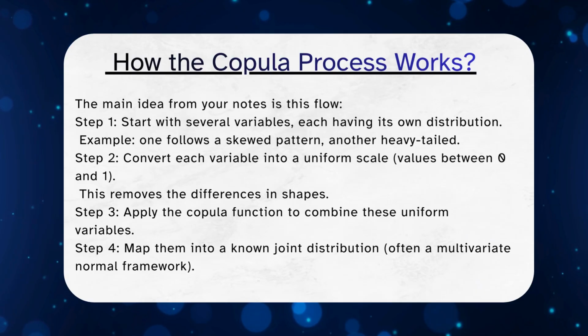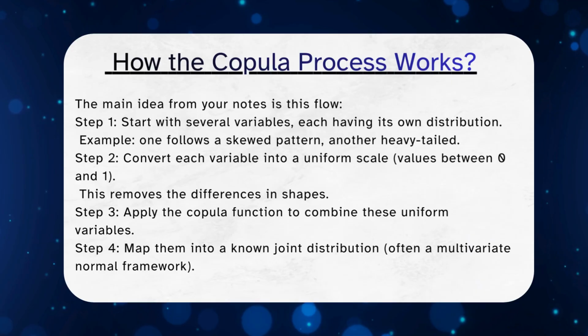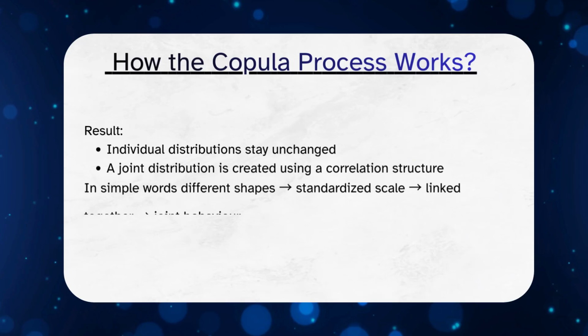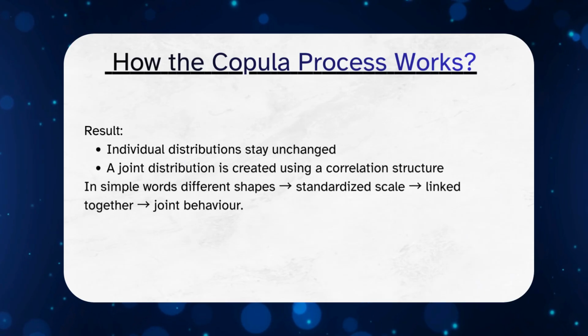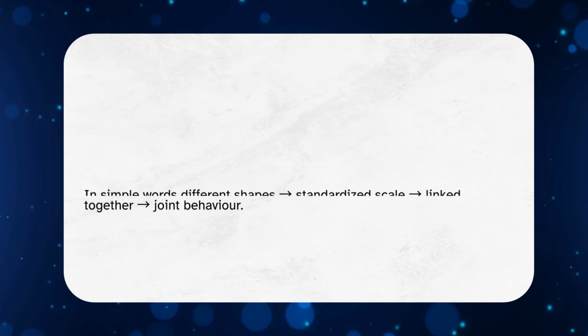After that, the copula function combines these standardized variables into a single joint structure. Finally, we map this relationship into a known multivariate distribution so we can analyze dependency clearly. So the idea is simple. Take different variables, standardize them, connect them, and study their joint behavior.